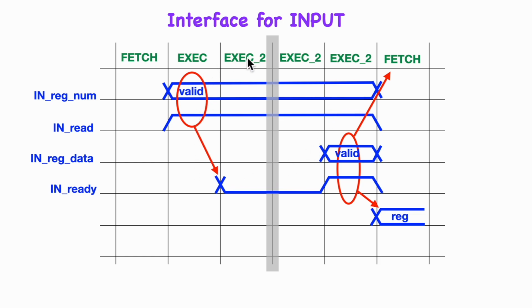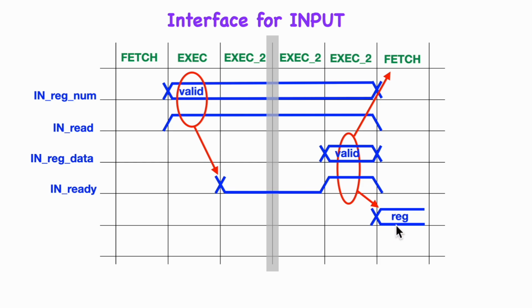And then we move into the execute 2 state, where the core will just basically be checking the ready line, and at some point the ready line will go high and the data will be valid, and at that point the core will move into the fetch state for the next instruction, and at the same time it will clock this data into the A register.